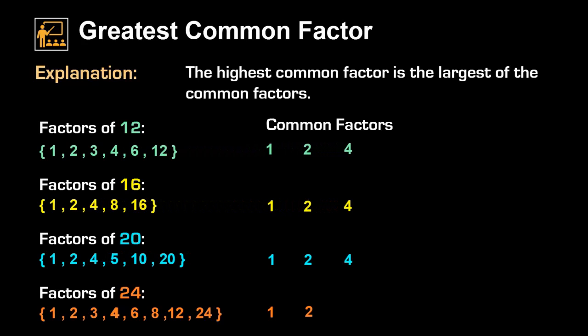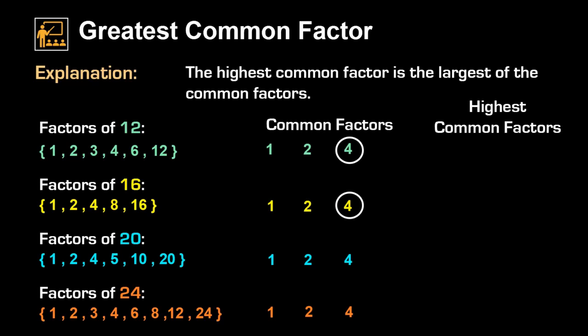Okay, then we look at 6. Now 6 is not a common factor. And then 12. 12 is also not a common factor. So we've got only these 3 common factors, 1, 2, and 4. So when we look at the highest or the greatest common factor of the 3 factors that we have here, it will be 4. So our highest common factor will be 4.